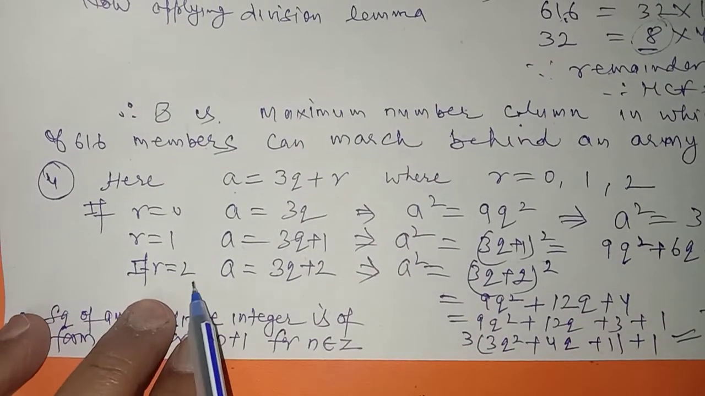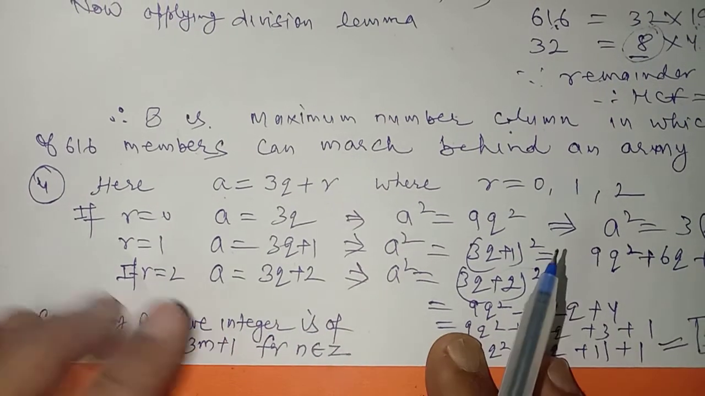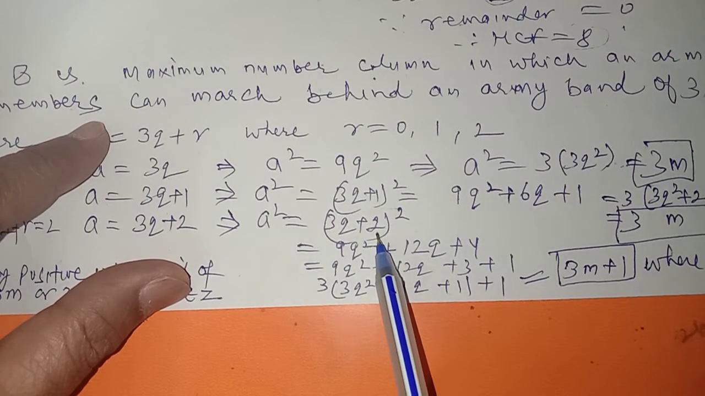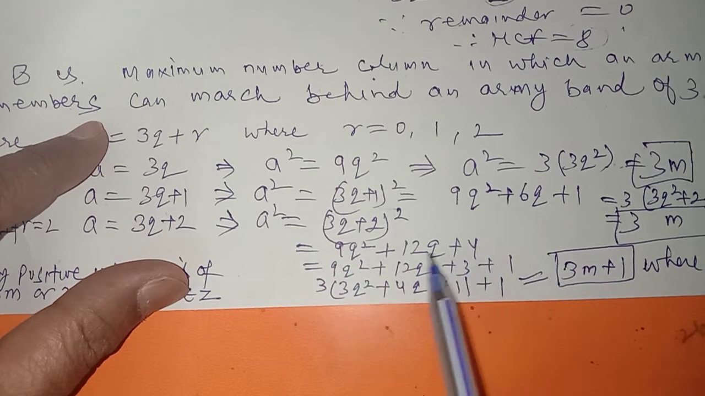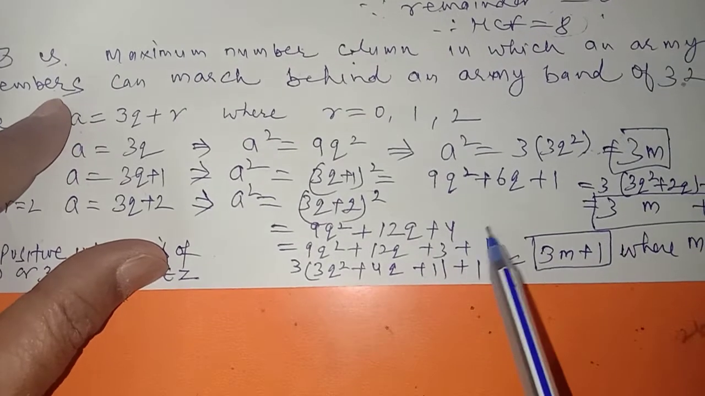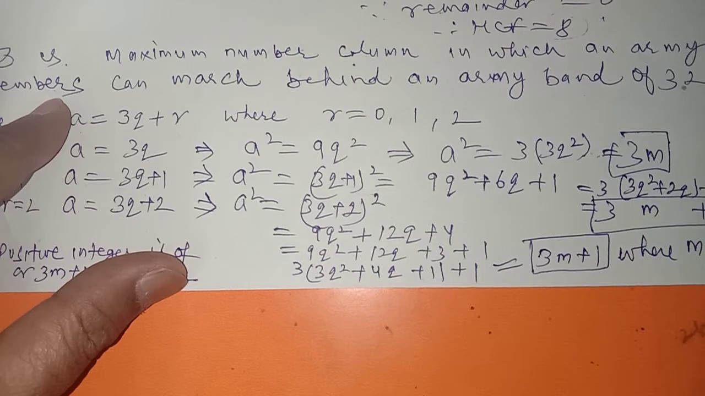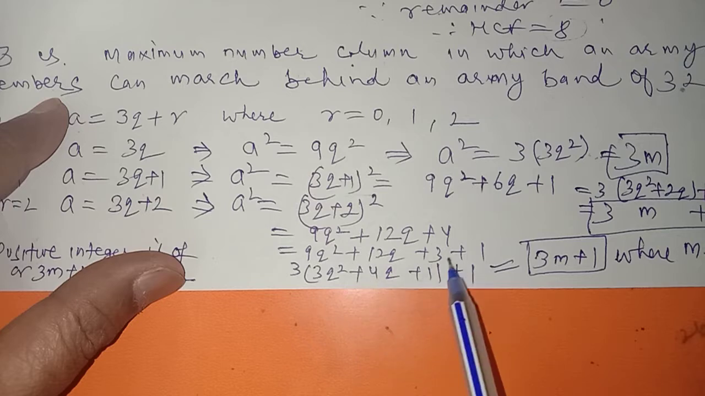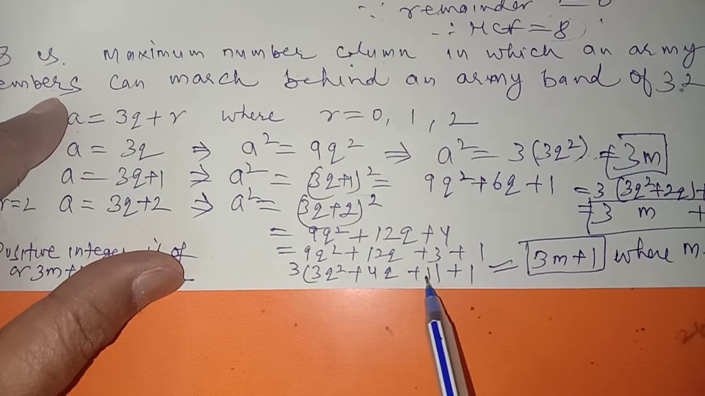Now if r is equal to 2, then a will be equal to 3q plus 2. Again squaring both the sides, find the square of it. a square plus b square plus 2 into a into b. Now some arrangement you have to do here. For 4 you can write 3 plus 1. Why? Because then you can take 3 common in the first three terms. So 3 into 3q square, 4q remains, 1 remains, and plus 1.